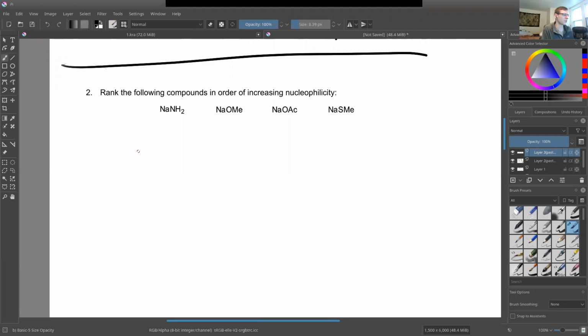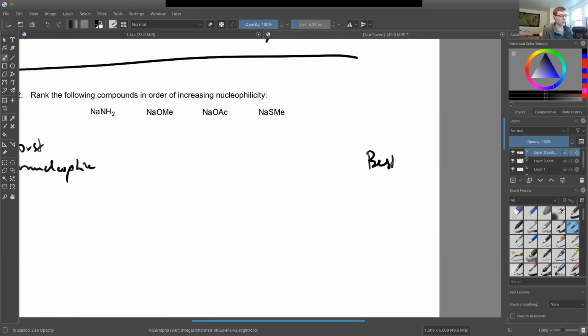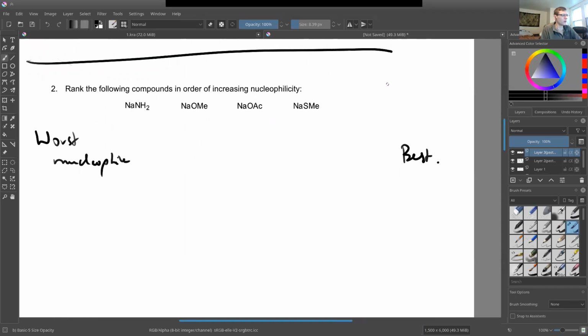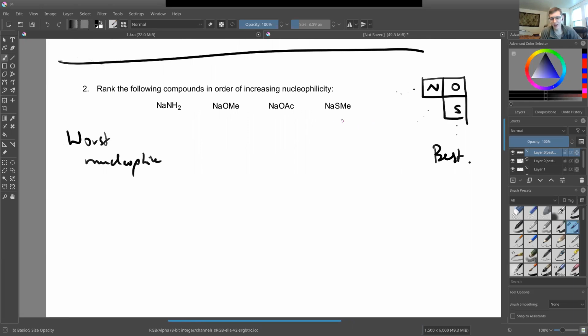So we want to rank them in order of increasing nucleophilicity. So why don't we start with the worst nucleophile to the best. Okay. And let me draw a little periodic table for us for reference. So here is nitrogen, here's oxygen, and here's sulfur. And there's some other stuff going in each of these directions, but I don't remember that much. Okay. That being said, any suggestions on which of these is either worst or best?